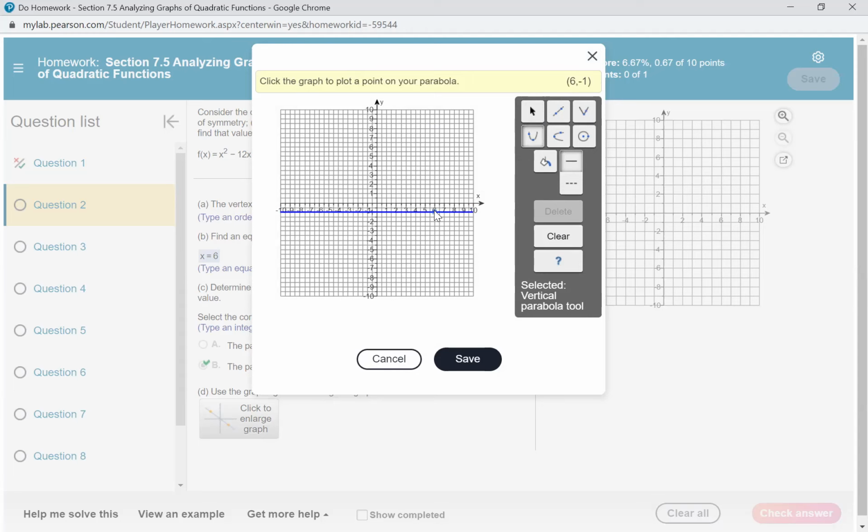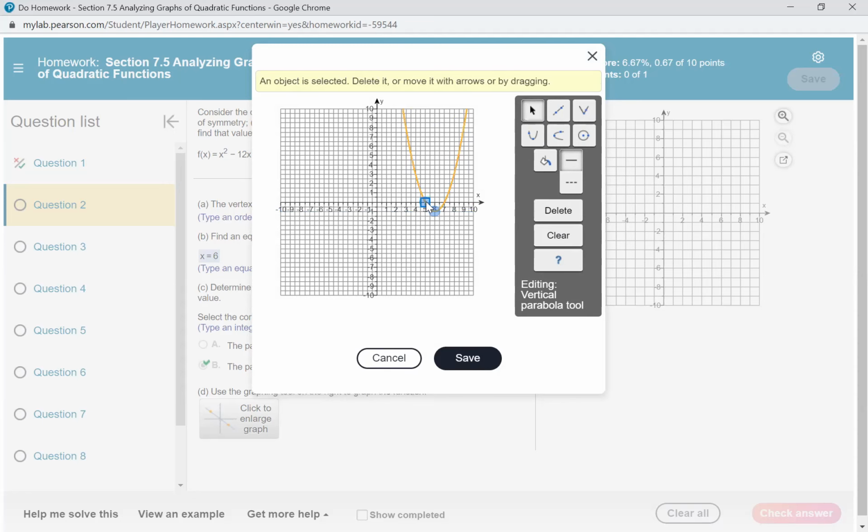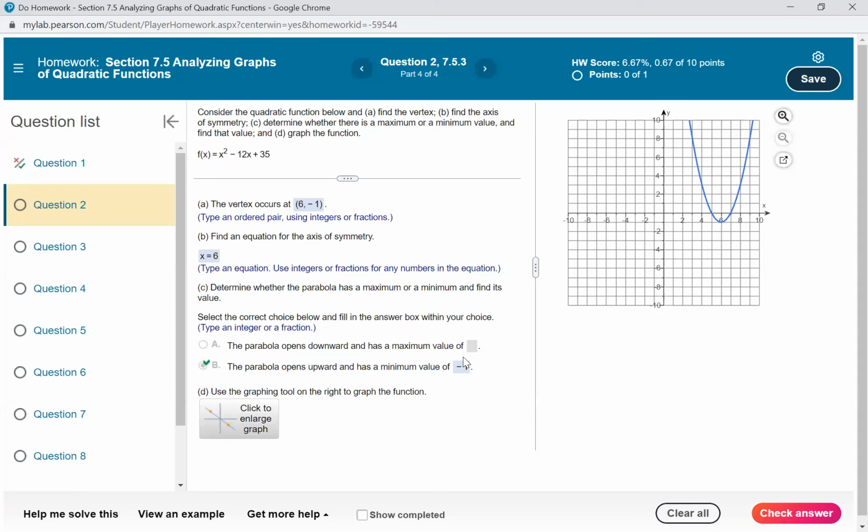All right, so there's 6, -1. And my second point was 5, 0. So I'm going to come over here to 5, 0. Click that. So notice, once you put the second point, it draws that parabola for you. And then you would save that and be done. Now, if you don't go in the right order, it draws the parabola wrong, okay? Alrighty, y'all. So that's the world of graphing on that. So I'm going to go back to the pad now.